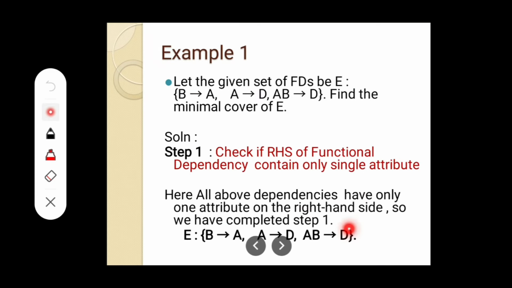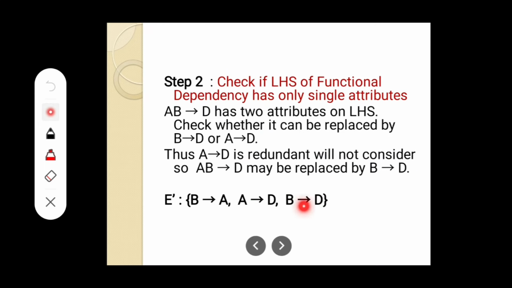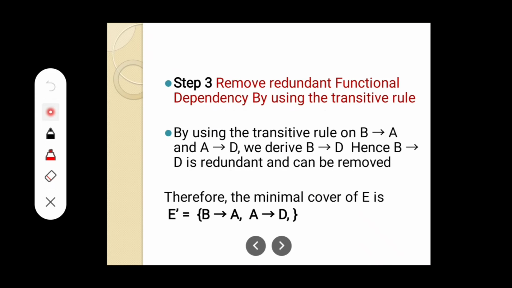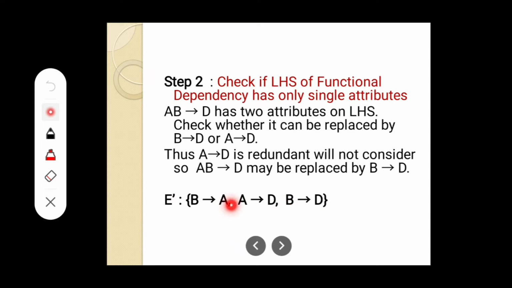Okay, so in this functional dependency set, what is the modification we have done? The third functional dependency, AB determines D, is replaced with B determines D. So this is the resultant functional dependency set after step 2. Now step 3, we have to apply step 3 on this one.